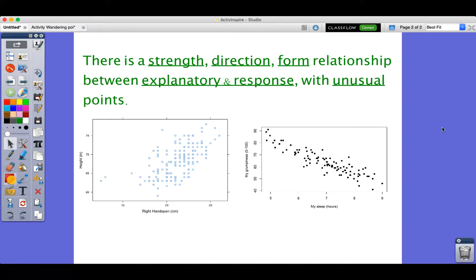Over here you can see that the points are a lot more clustered closer to some line. And so I would say there is a strong or maybe moderate negative linear relationship. So notice there is a strong negative, because it's going down, linear relationship between the amount of sleep I get and my grumpiness level. So when I don't get a lot of sleep, I'm really grumpy. When I do get a lot of sleep, I tend to be less grumpy.